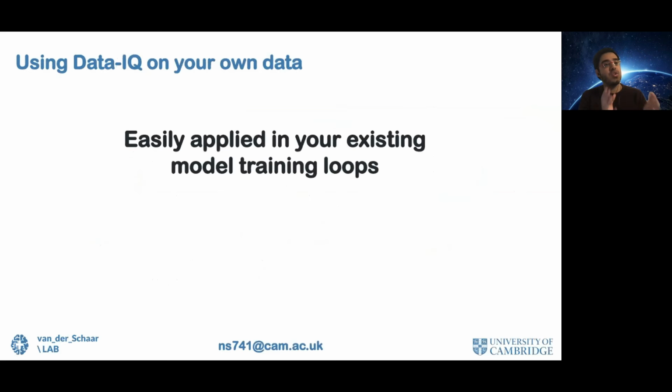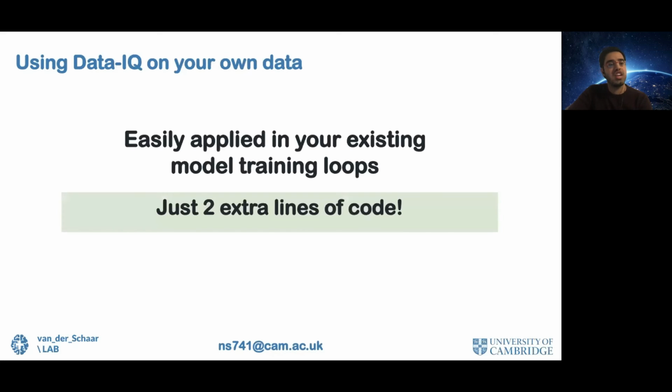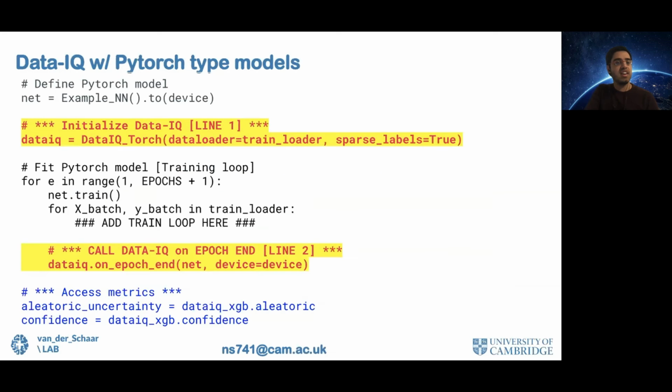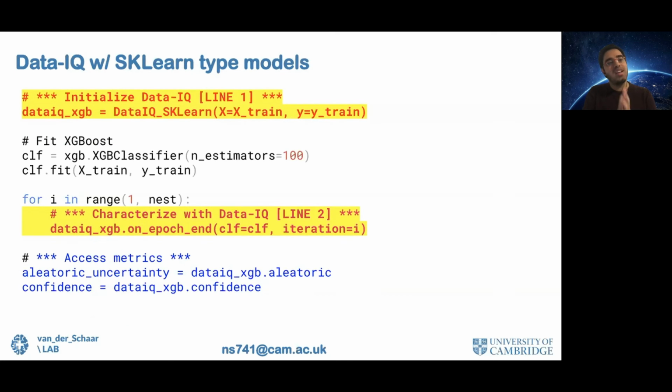Now that you've seen what Data IQ can do, how can you use it on your own data? You can easily apply it to any of your existing model training loops with just 2 lines of code, and we provide plugins for PyTorch, TensorFlow, and scikit-learn. For example, for a PyTorch model, you can keep your training loop exactly the same as before. You just instantiate the Data IQ class before your training loop and pass in your data loader. Then during your model training loop, at the end of every epoch, you just need to call Data IQ once. And at the end of training, you can access all of the metrics and get these groups that I've shown you.